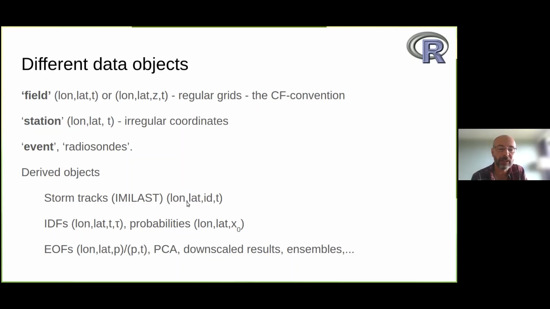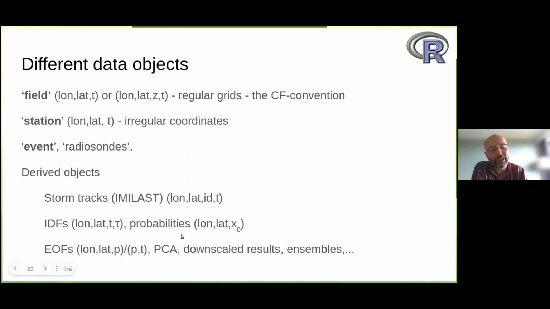So basically longitude, latitude, and then the identity of the storm, like the cyclone. At some time you have one storm, and then you have a next storm coming, let's say a week or 2 weeks later. And also the time as well. We also have other objects, IDFs, that's intensity, duration, frequency curves. So these have longitude, latitude, and then duration, so that's time durations lasting for 1 hour or 2 hours or 24 hours. And then also return time, so a 10-year return period or 100-year return period.